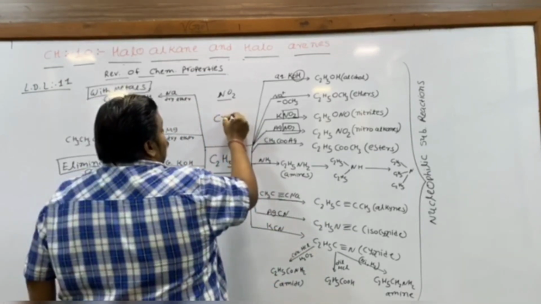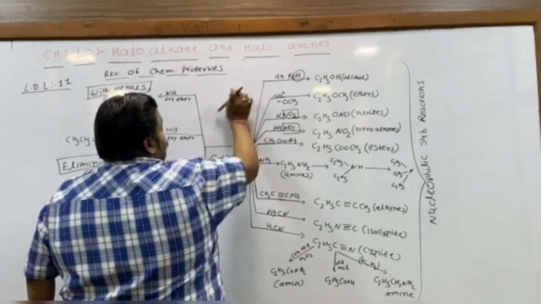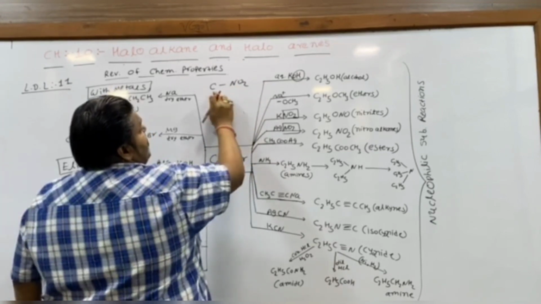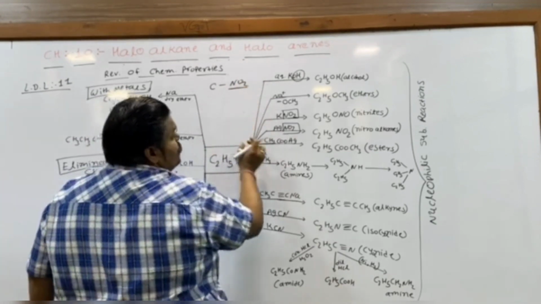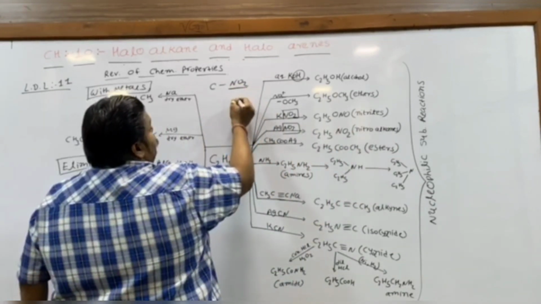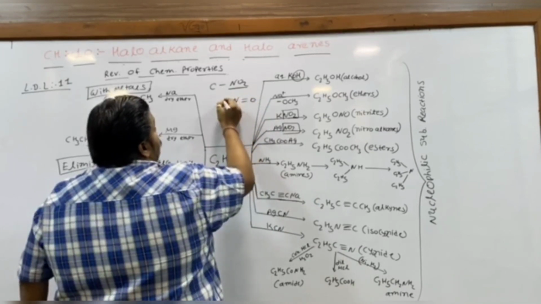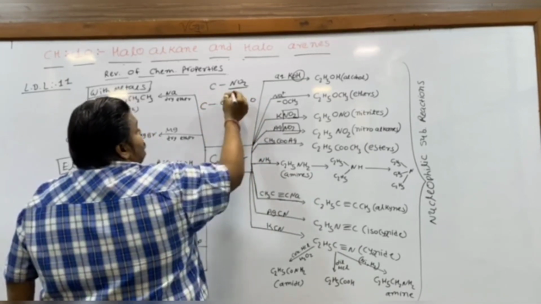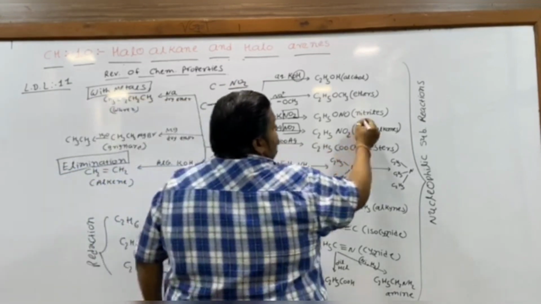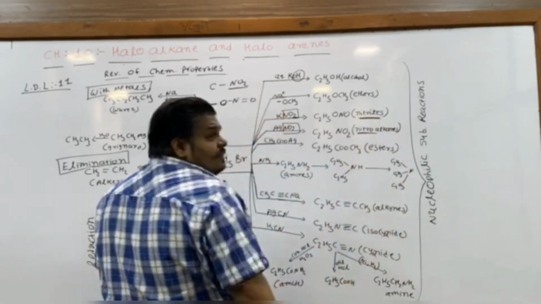In carbon NO2 bonding, carbon can combine with nitrogen to produce a nitroalkane. But in this NO2, we have N and double bond O. If carbon combines with this NO2 group through oxygen, it produces nitrites. Not a nitro compound, it produces nitrites.